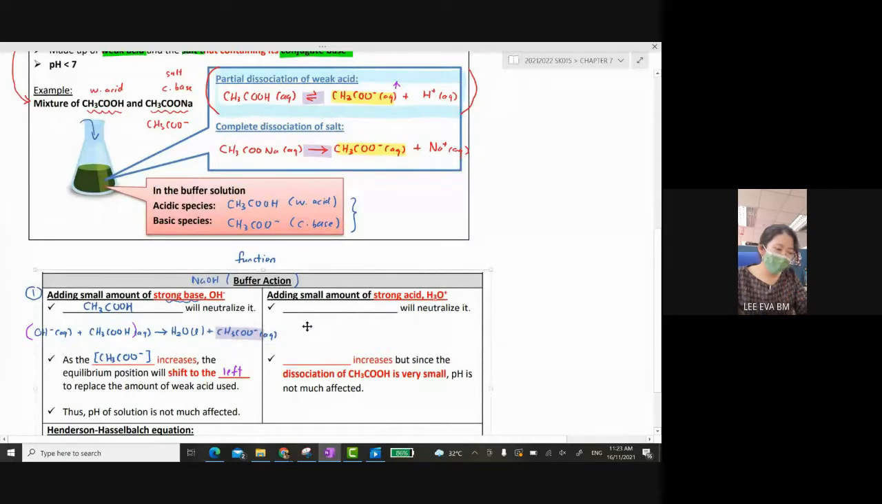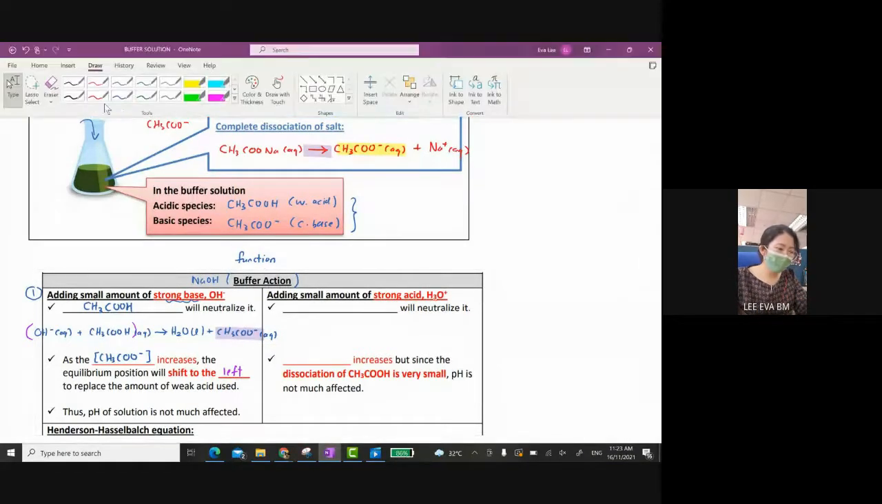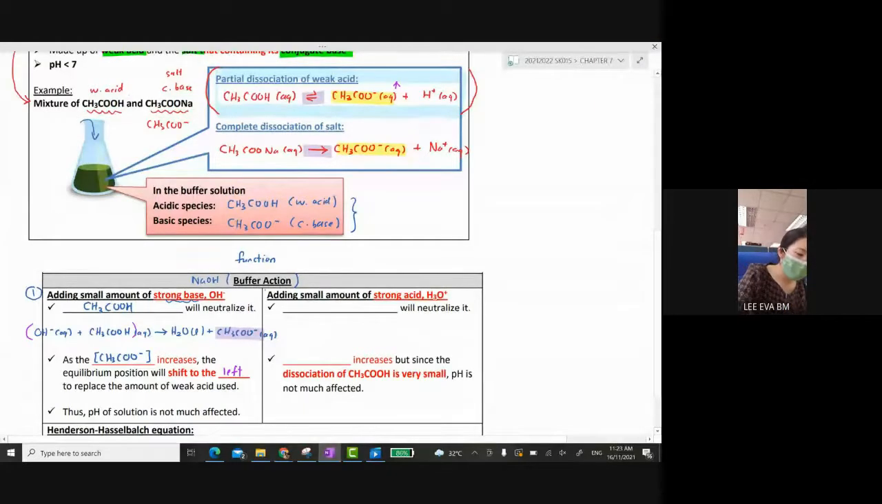All right, so we proceed to the second scenario. So in the second scenario is when you want to add a small amount of strong acid. So in this case, H3O+, H+, or maybe I gave you HCl, the common strong acid. Okay, so when HCl is added, which species will come to neutralize it? You only got two choices, weak acid or conjugate base. Conjugate base. So dalam example ini, conjugate base kita adalah CH3COO-.